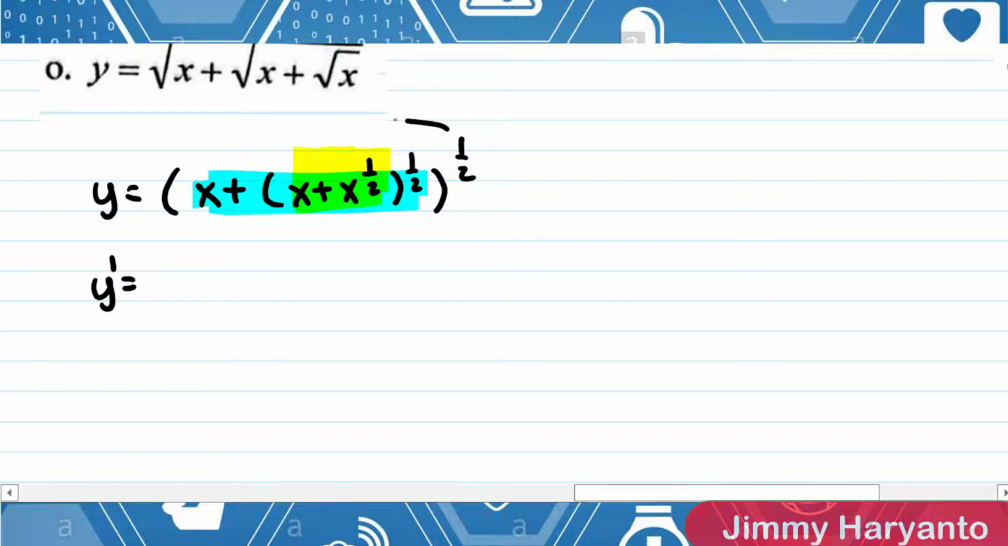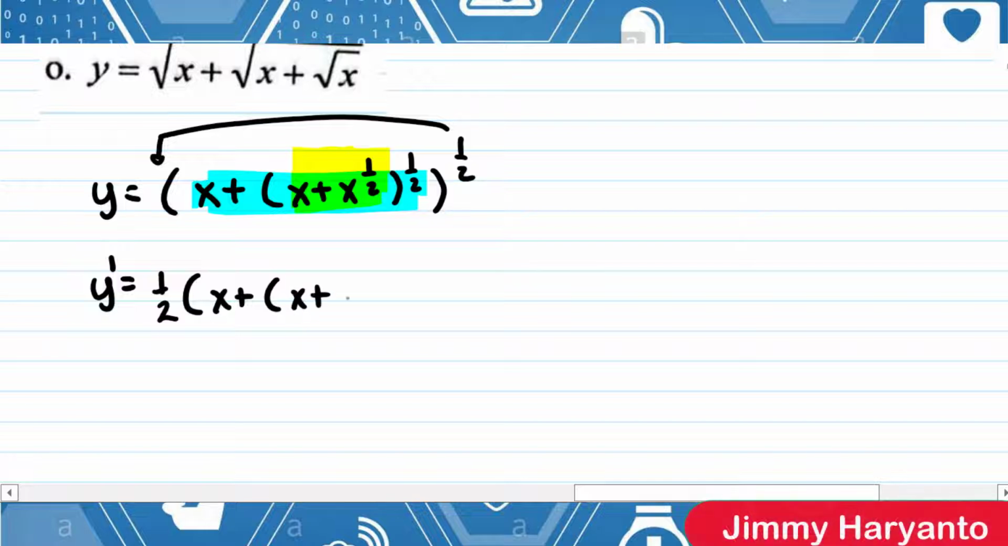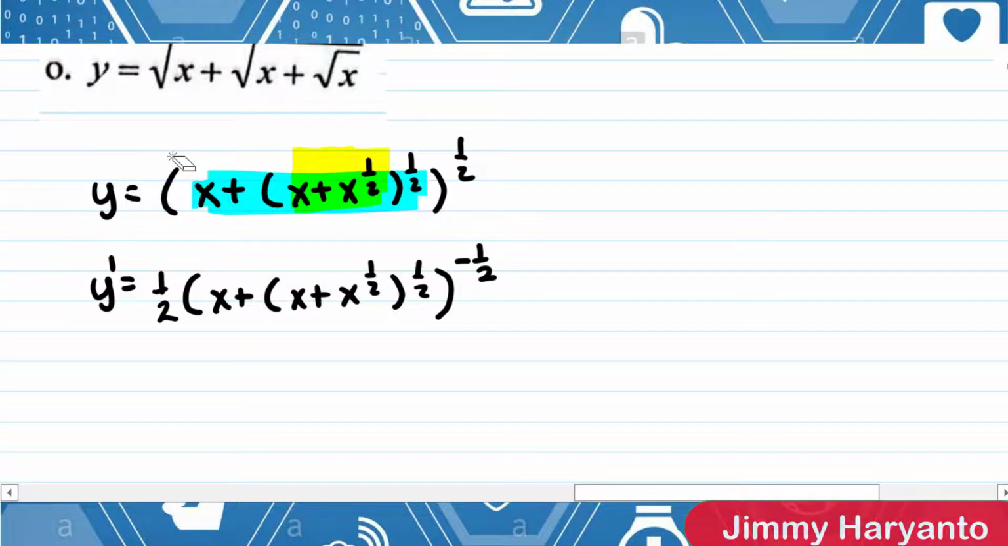So first is move these powers to the front, half times the expressions is still the same, you only have to minus 1 the powers, you will get negative half. Okay, so we already differentiate the outer function.